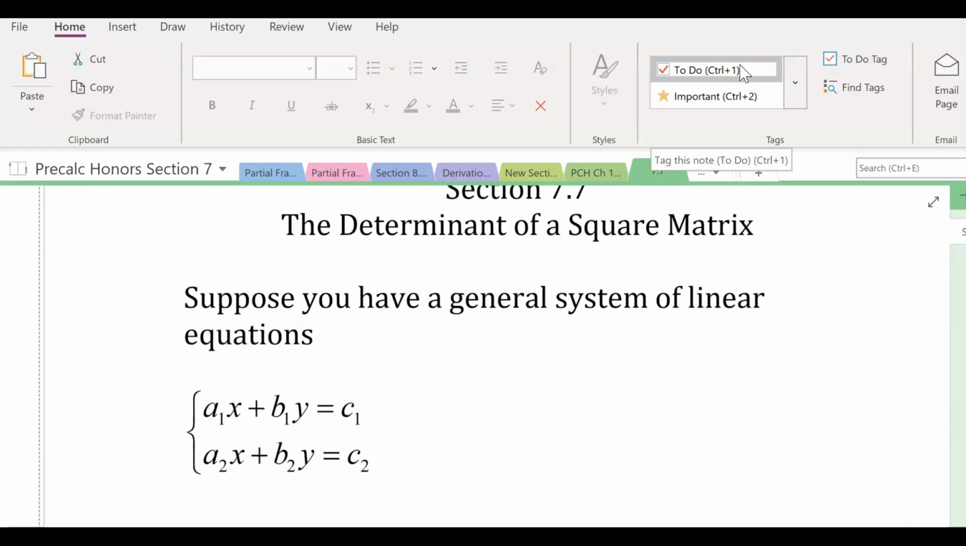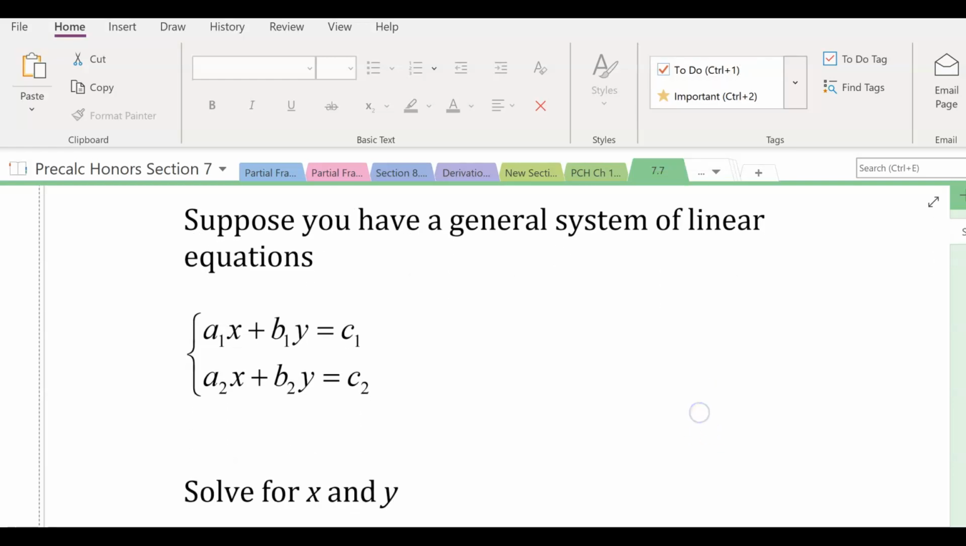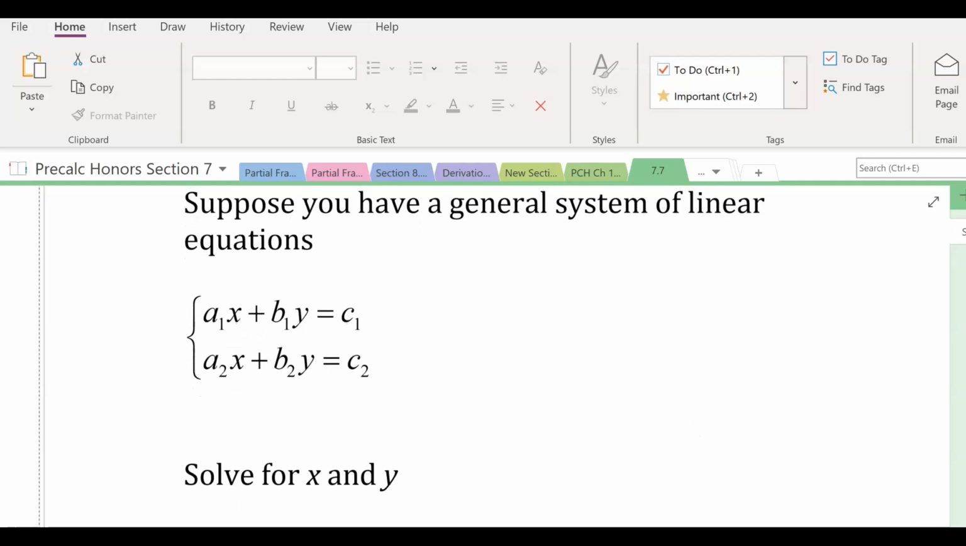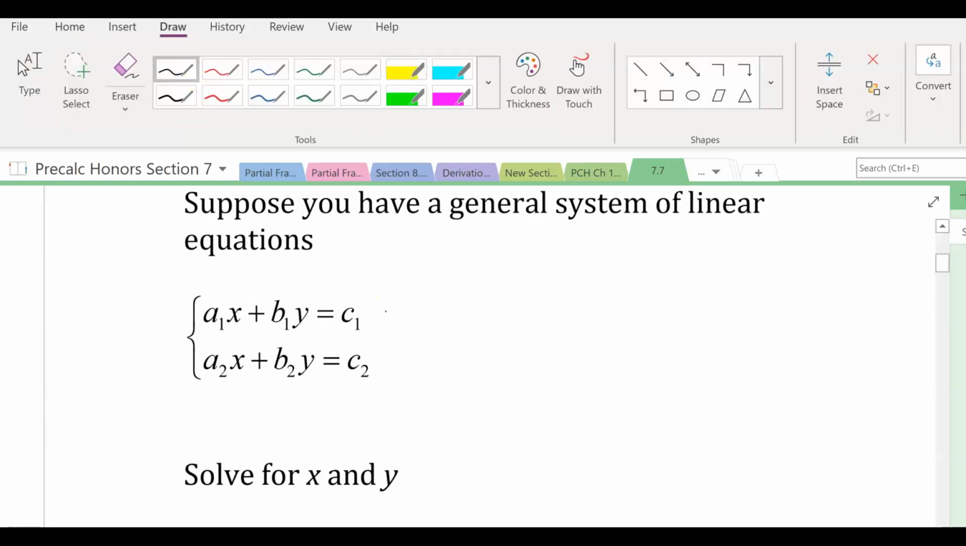So suppose that we have a general system of linear equations and we want to solve this for x and y. So the first thing that we want to do here is we'll solve the first equation for x. If we solve this for x, we're going to subtract b1y from both sides and then divide both sides by a1. So x would equal c1 minus b1y all over a sub 1.